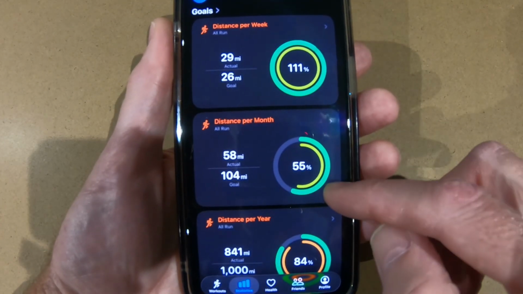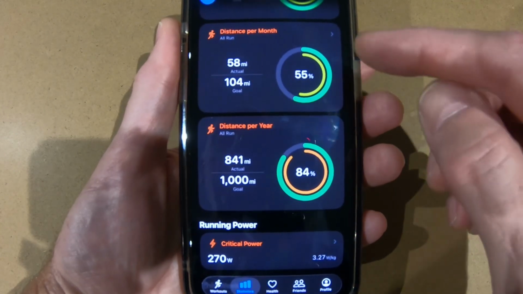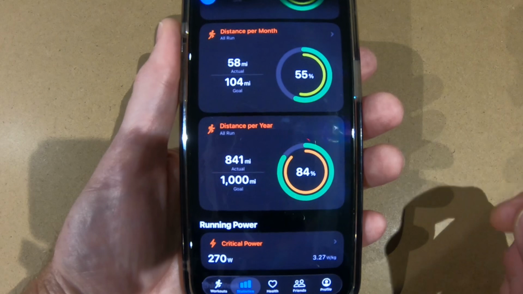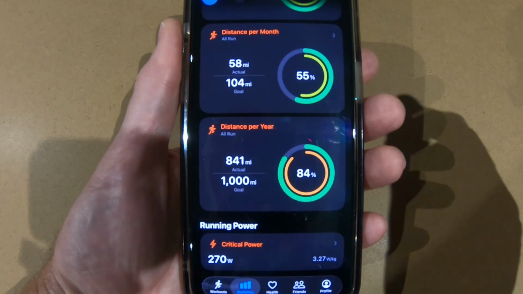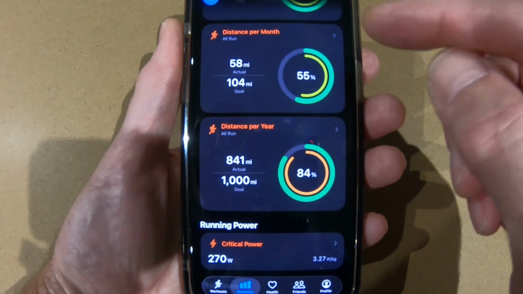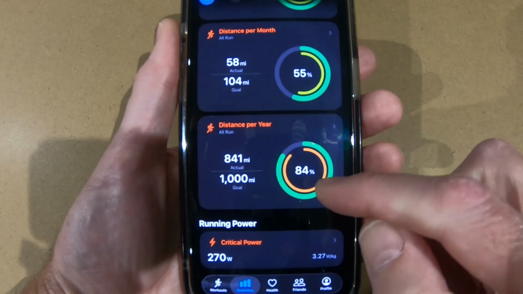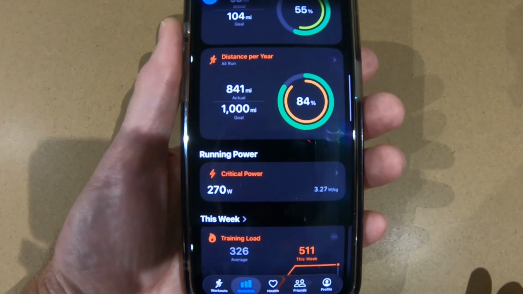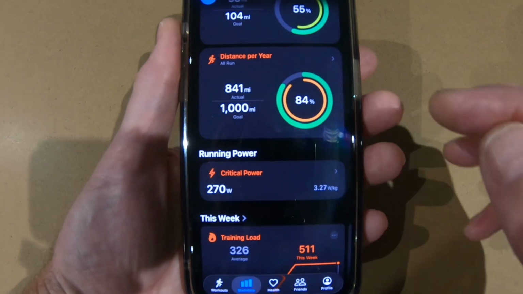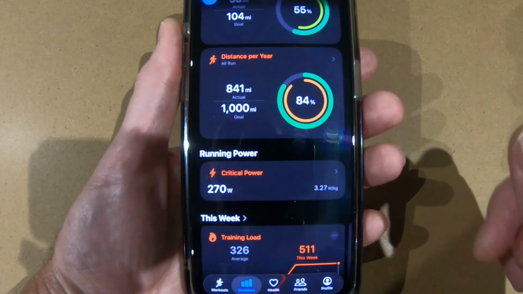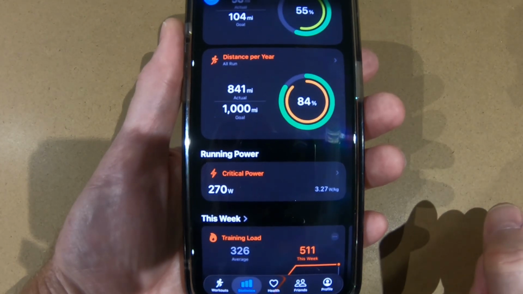If I go down to my monthly, this is for November, so I'm at 58 miles with a goal of 104, so I'm green on both of those, which means I'm ahead of where I need to be. The inner ring is where I should be, and the outer ring is where I am. And then if we go on to my yearly goal of trying to reach 1,000 miles, I'm at 841, 84% of the way through. But you can see the inner circle's amber, and the outer green ring isn't quite up to where I should be.